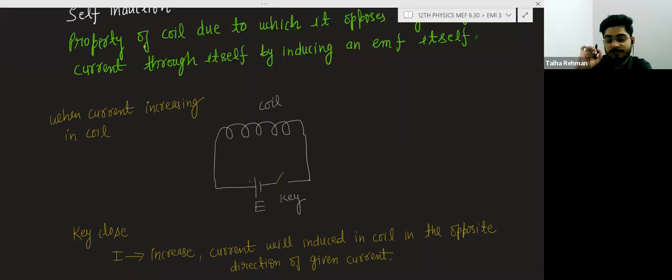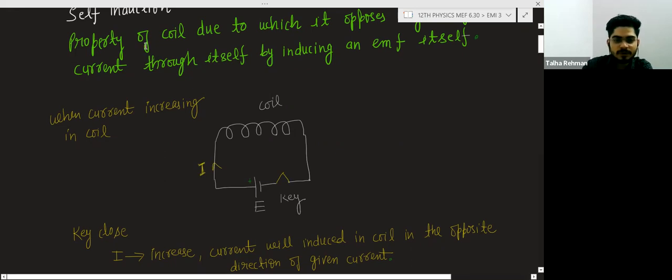Now see, suppose I have closed this key. What will happen? There will be current in this coil. There will be current in this circuit, which means there will be current in this coil, and a current-carrying coil will produce a magnetic field.